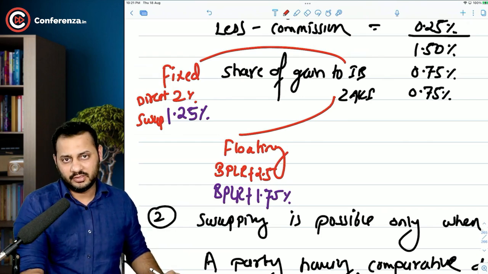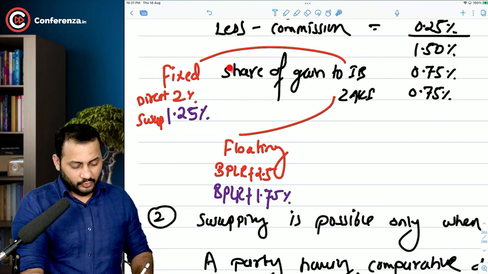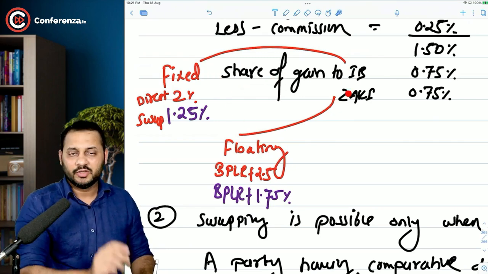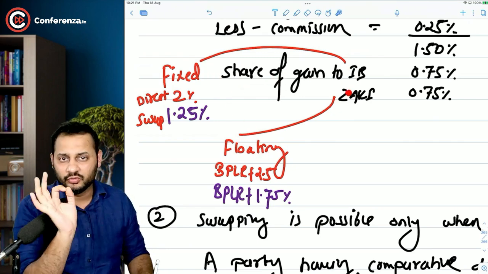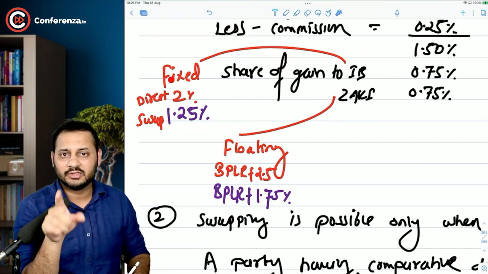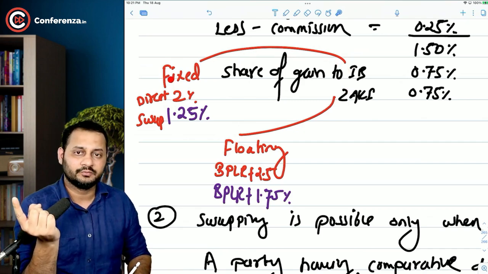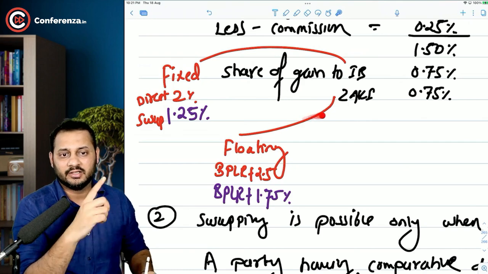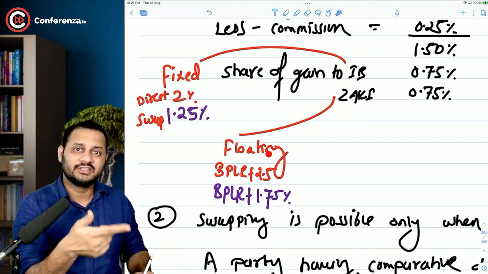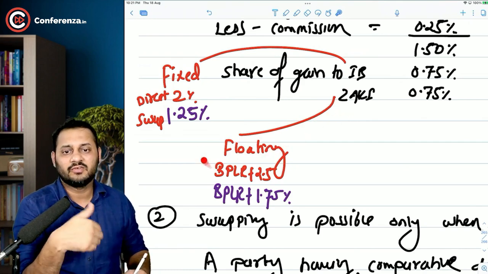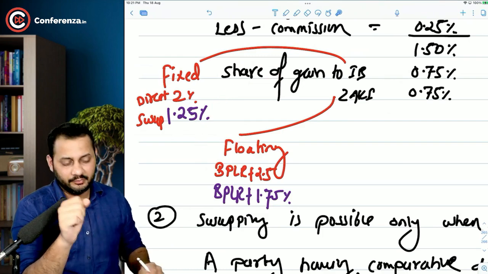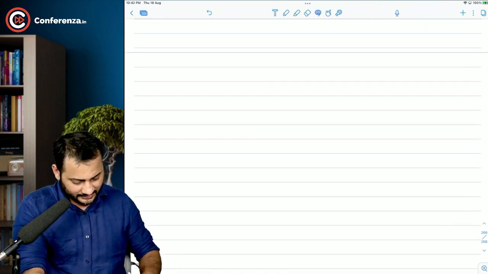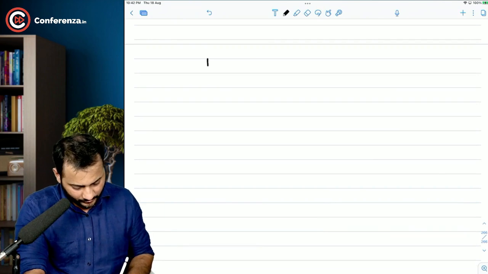So what will happen in reality, both of us, IB and Zaki, will take the exact opposite loan from the bank. IB wants fixed, but it will take floating rate loan and it will swap with Zaki. Zaki wants floating, it will take fixed rate loan from the bank and it will swap with IB. Now, how are these transactions going to happen? Let me explain that to you with a proper diagram.